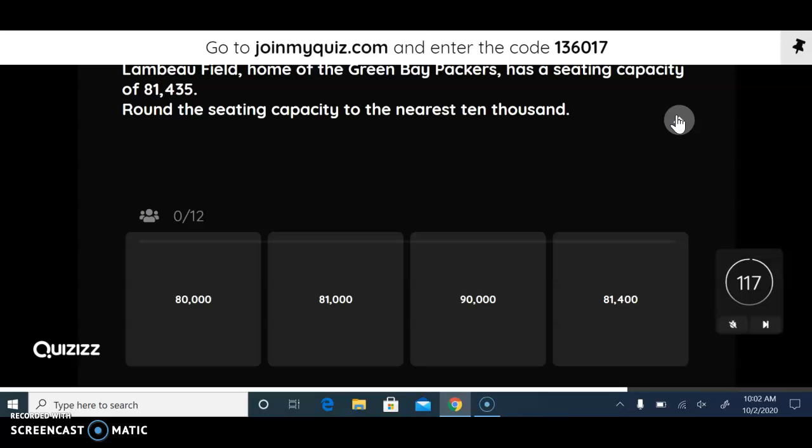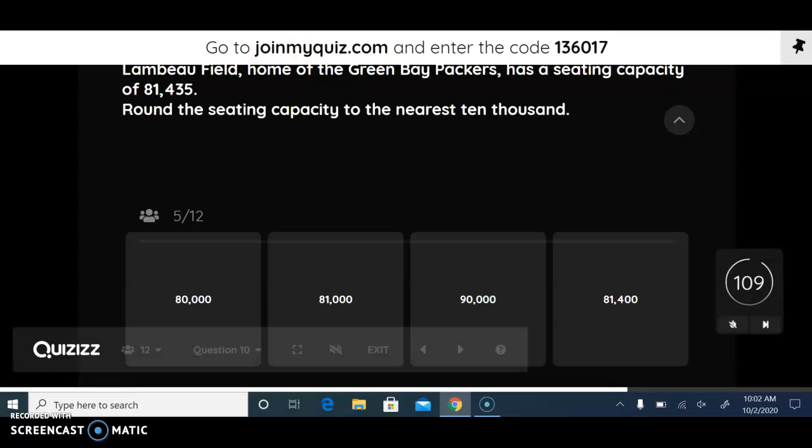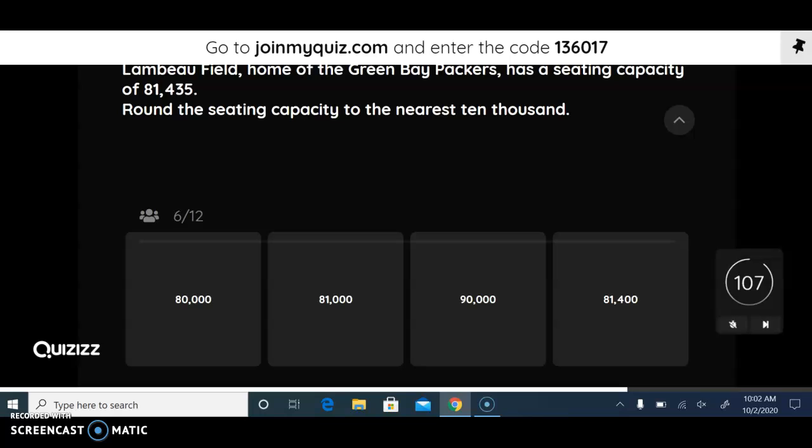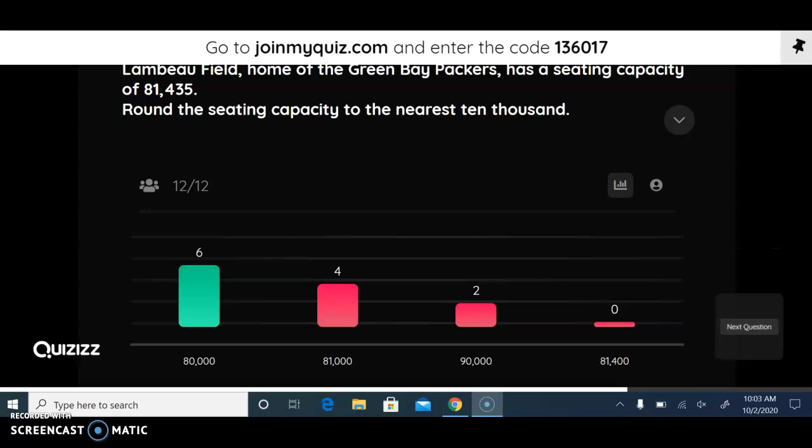Another question about Lambeau Field. This time you're rounding the seating capacity to the nearest 10,000. 81,435 rounded to the nearest 10,000. I asked you to round to the nearest 10,000. What digit do we have in the 10,000s place value? 80,000. We have 8 10,000s or 80,000.